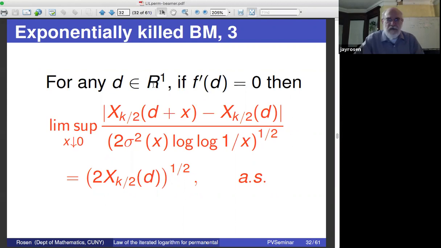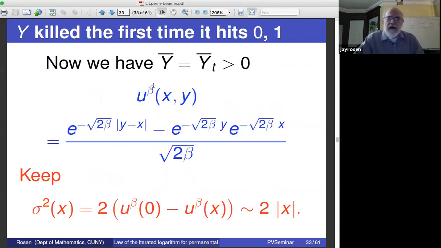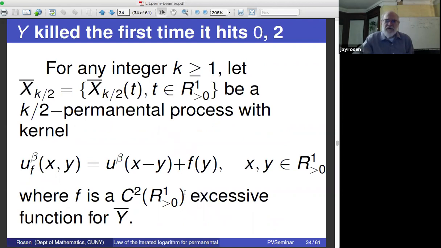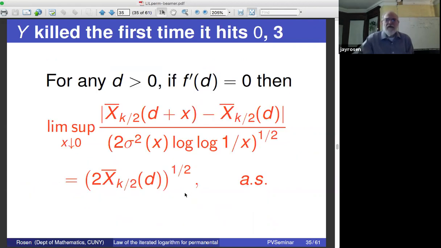Let me give the next example. Now I take the original exponentially killed Brownian motion, and I kill that the first time it hits 0. So now this is its potential density. It's no longer a function just of x minus y, or maybe it is. I guess it is. But anyway, the sigma squared we keep the same, and we have the same sort of result. You could perturb it with a nice C2 excessive function, and if the function has derivative 0 at d, you get again an LIL, which would correspond to the same LIL you would have if you were dealing with the unperturbed symmetric Markov process.